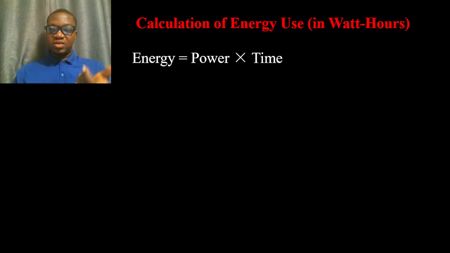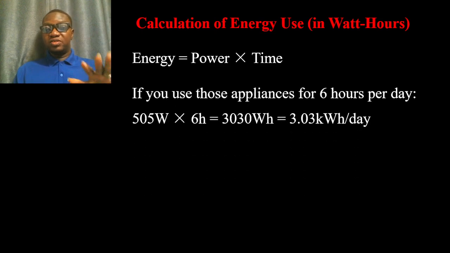So that's what we want to calculate. How to calculate energy? The formula of energy is power multiplied by time. Power, that is power in watts, multiplied by the time, the amount of hours that particular appliance is being used. So that's how you calculate energy. So we'll be making use of that.